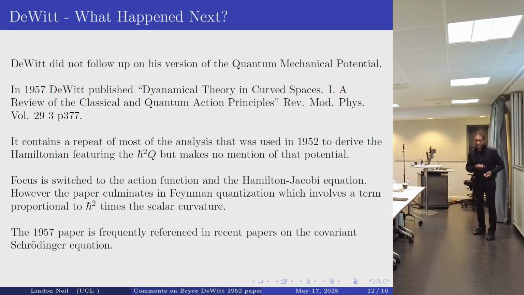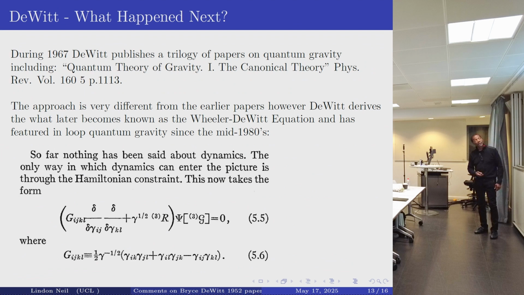Historically, the 52 paper doesn't get the mentions that 57 does, because the 57 paper was adopted by a community of physicists who started to look at the covariant Schrödinger equation, and that activity goes on to this day. I can't say any more about where it went because I don't have time to go through a big literature survey or review of all of it. But there is a kind of cottage industry working on that.